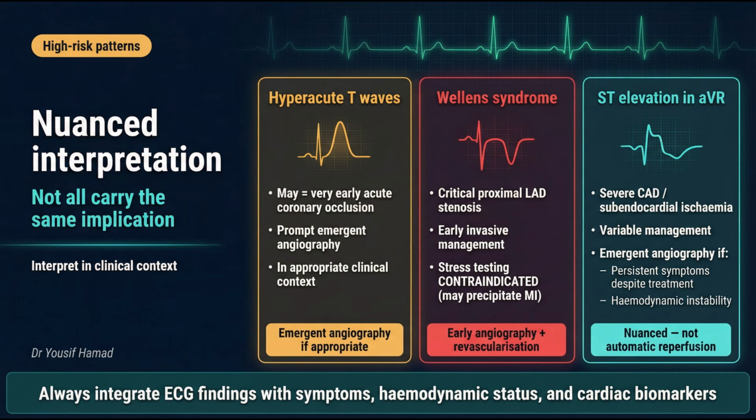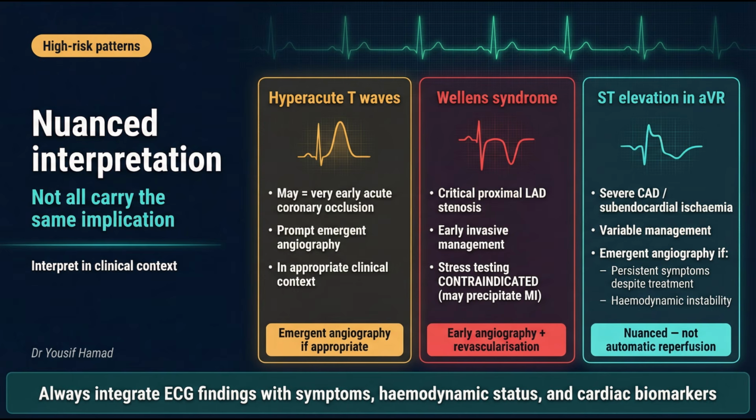Step 8. Final summary. High-risk ECG patterns do not all carry the same implication, so they should be interpreted carefully. Hyperacute T waves may represent very early acute coronary occlusion and should prompt emergent coronary angiography when seen in the appropriate clinical context. Wellens syndrome also requires urgent recognition.